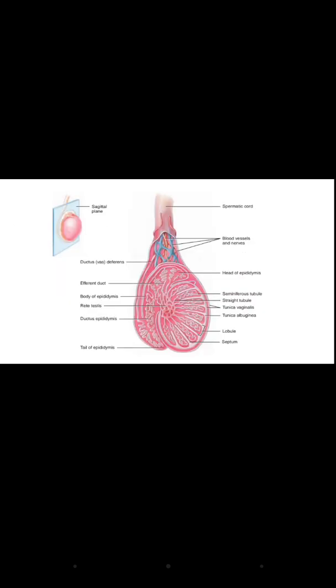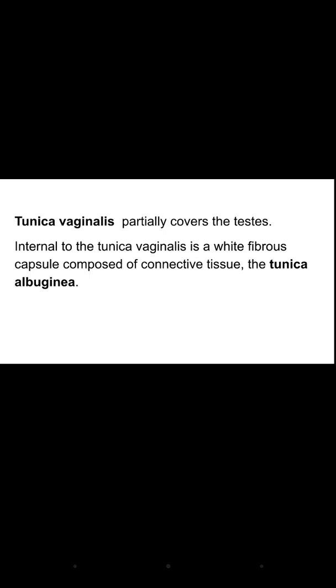Now this is the image showing the outside layer is the tunica vaginalis, then tunica albuginea, then we have septums, then there are various lobules, and within the lobules we have seminiferous tubules. So we will discuss the tunica vaginalis. It covers the testes. Then internal to the tunica vaginalis is a white fibrous capsule composed of connective tissue, that is tunica albuginea.